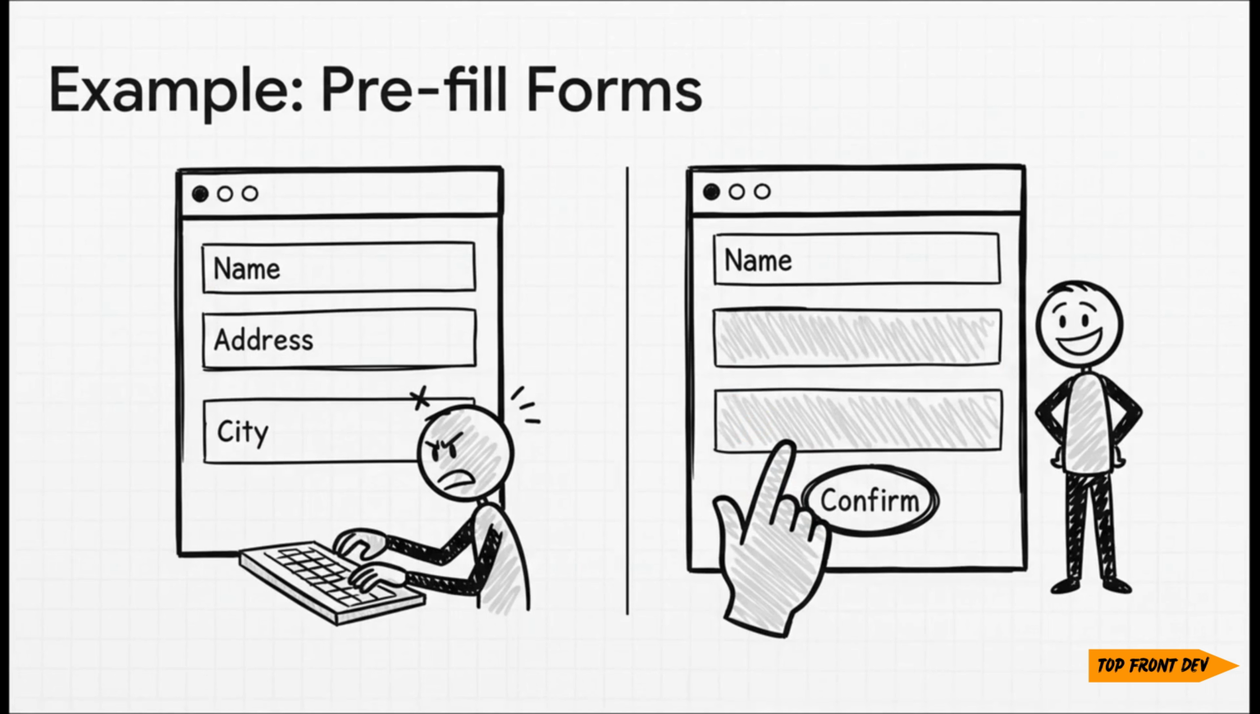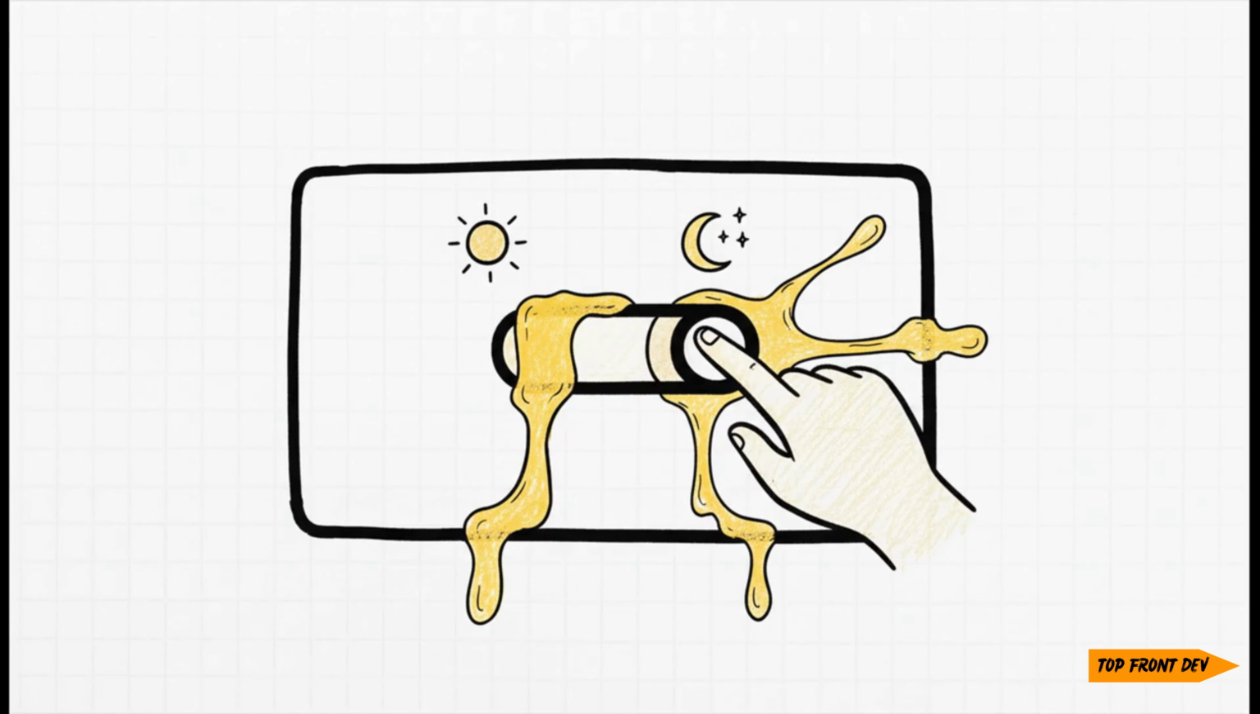Think about any shopping site. The before is just annoying. It's slow, and it's a recipe for typos. The after? It's seamless. The app remembered the shipping address, filled it in, and turned this whole chore into a single satisfying click. All right, tool number 2 builds on that same idea of memory.